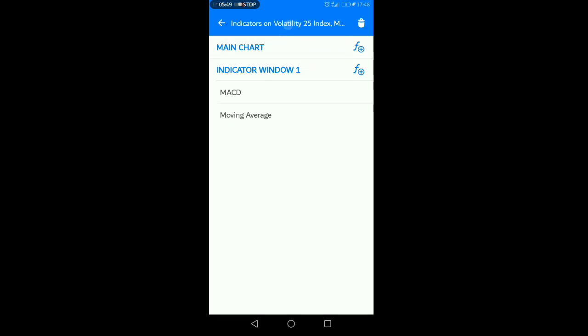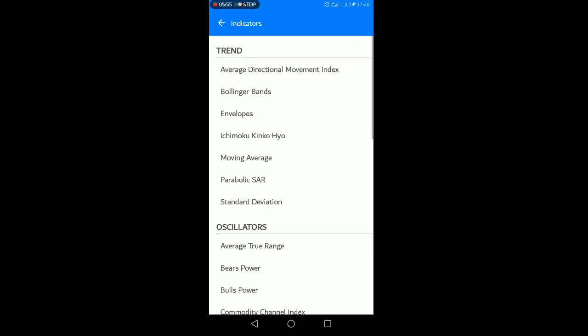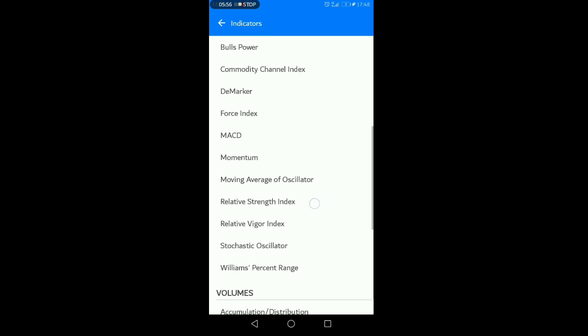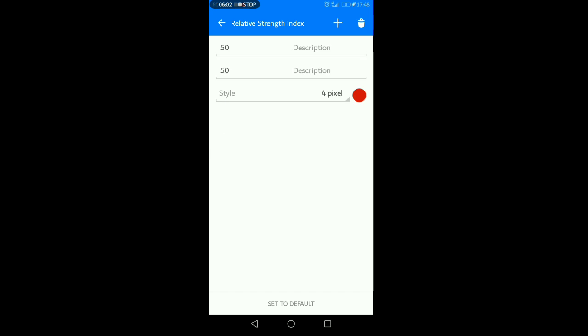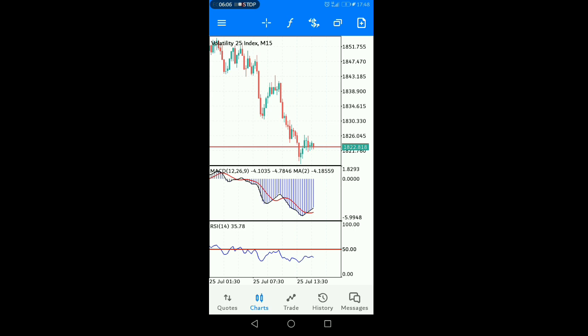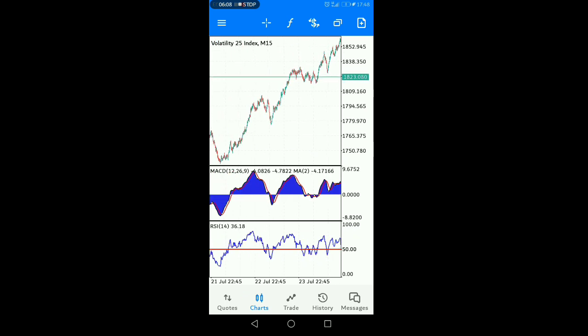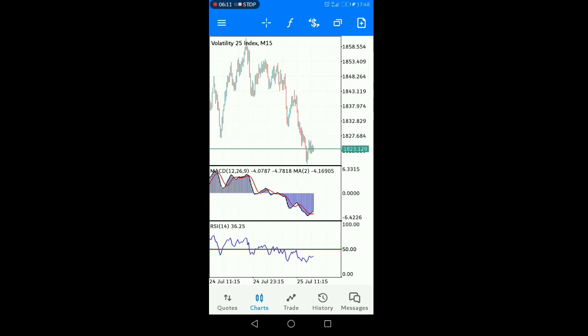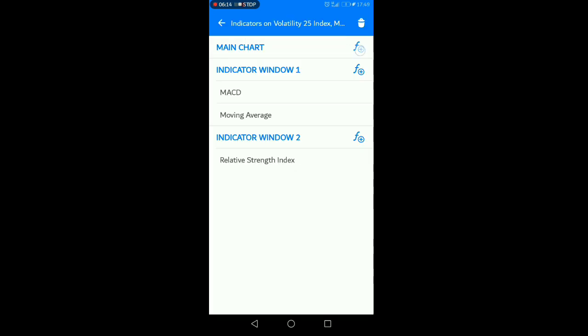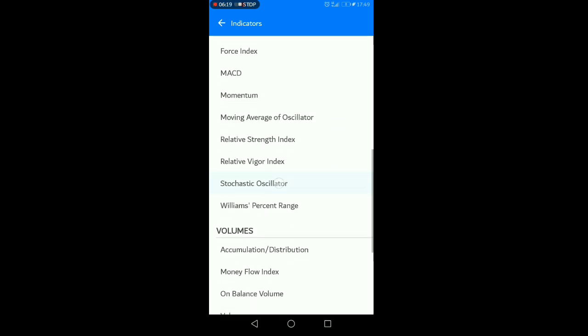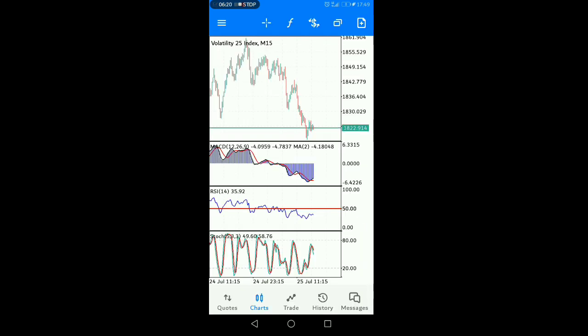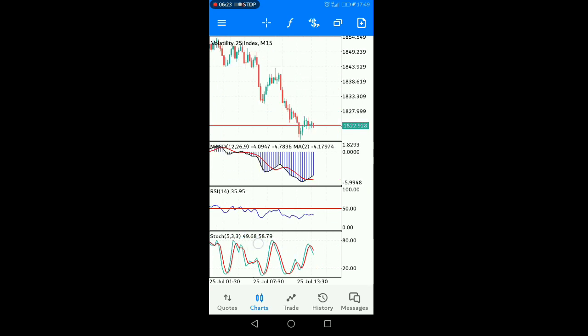And then we go F again, and then we go to main chart now. Instead of indicator window 1, we go to main chart and click F, and then we go to RSI. Leave everything as it is, but on levels make sure you put level 50 only, right? And then you click done. As you can see, we have the RSI and the MACD. So let's put the stochastic. You click F, go to main chart and go to stochastic oscillator, and then you click done. Now you can see we have all the indicators right here.